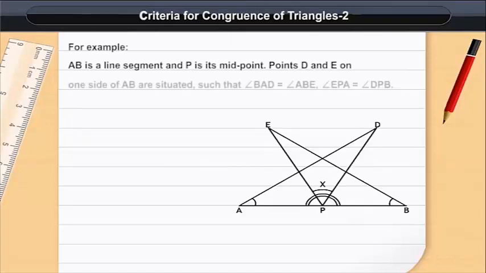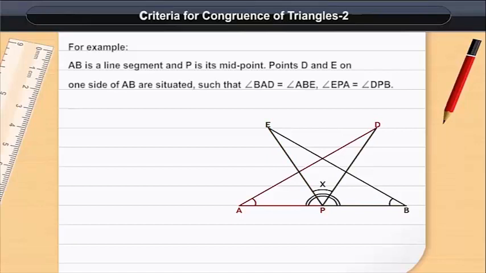For example, AB is a line segment and P is its midpoint. Points D and E on one side of AB are situated such that angle BAD is equal to angle ABE. Angle EPA is equal to angle DPB.